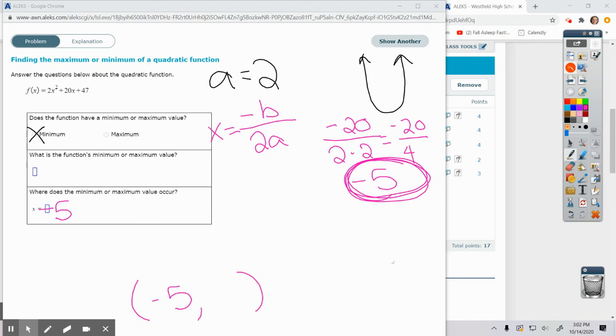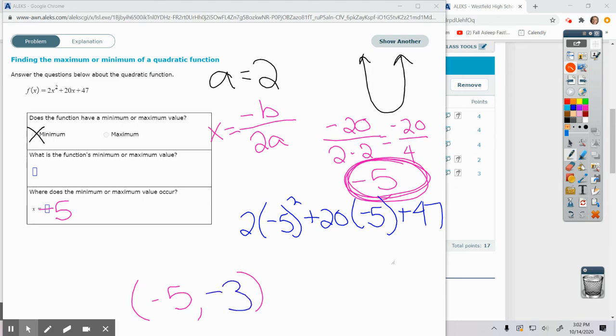Okay, to find out what the function is at its minimum, we then need to plug that value back in. So now I'm going to take that -5 and plug it back in. It's going in for both x's. And then I want you to pick up your calculator and plug these numbers in and tell me what value you get out. We should have got out -3, and that is the second value here.